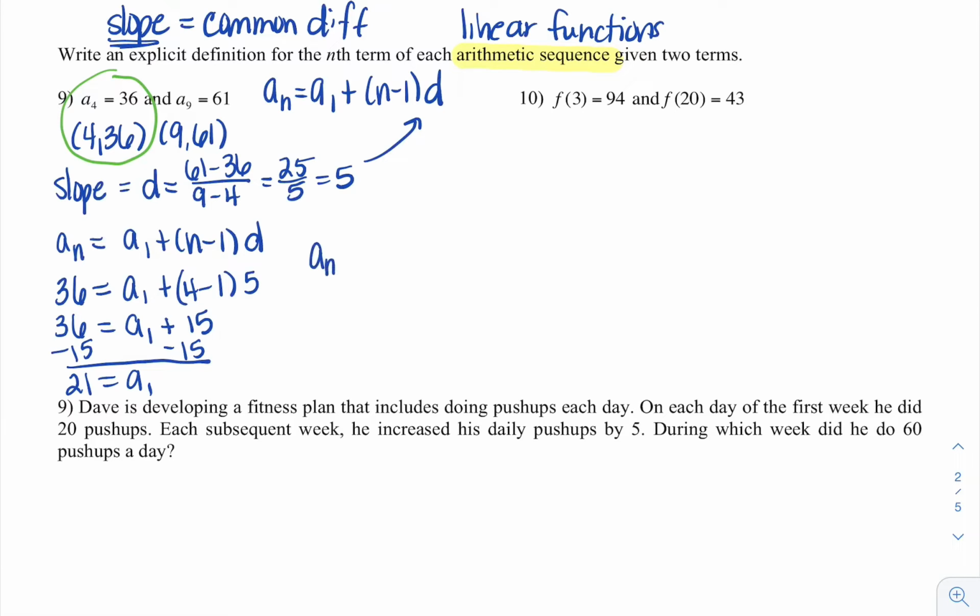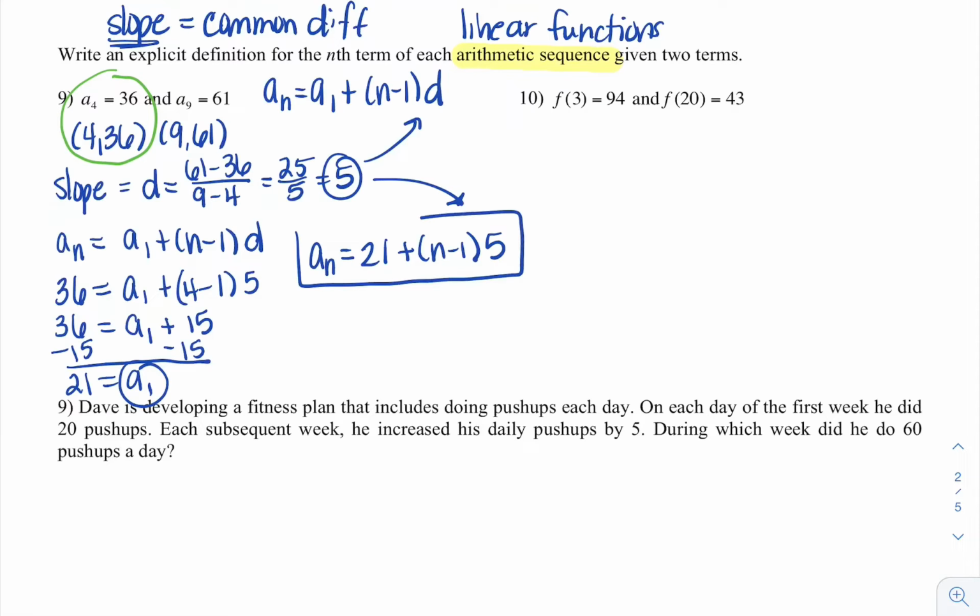So putting that all back together, a sub n equals a1, so a1 is 21, plus n minus 1 multiplied by d that we found before, and now I have a rule to represent this arithmetic sequence pattern, starting with two totally different points on the sequence, and not having the common difference, not having the first term, but able to work backwards to get that first term and that common difference. So again, what's the big important thing from this? The slope is the common difference.